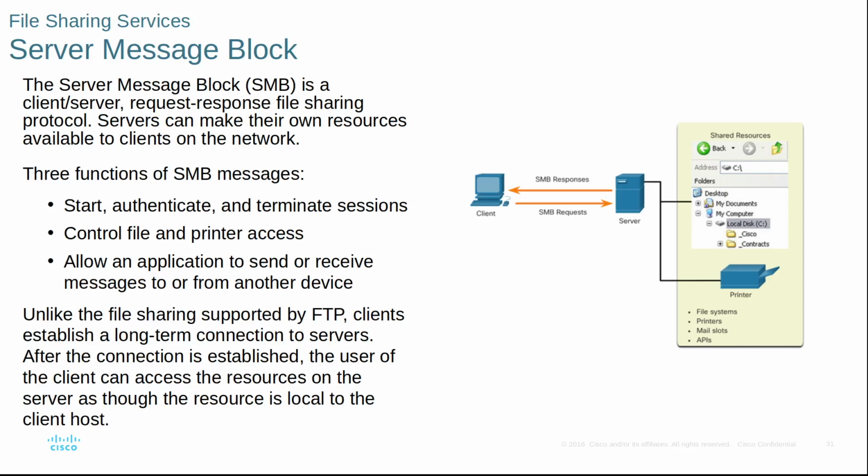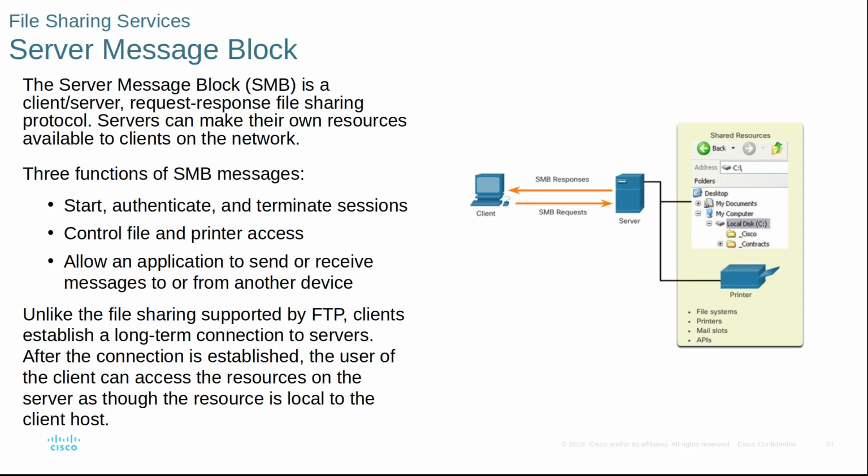SMB, or Server Message Block, is a client-server request-response file sharing protocol. Servers make their own resources available to clients on the network. It's commonly referred to as Samba, S-A-M-B-A; SMB is the underlying protocol, and it's used for file sharing between Windows and literally any other operating system. So if you've got a MacBook and you want to share files at home with your Windows device, you just set up a Samba share on your MacBook and you're good to go.